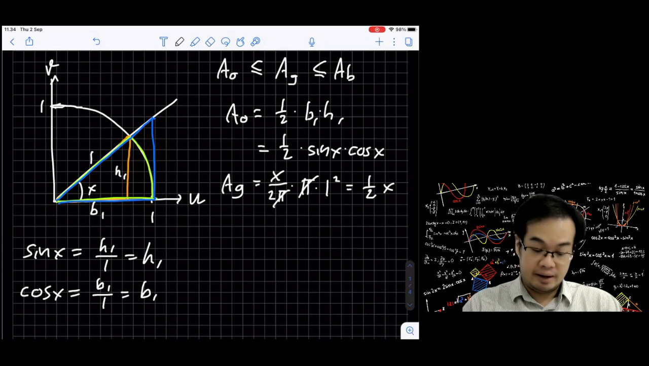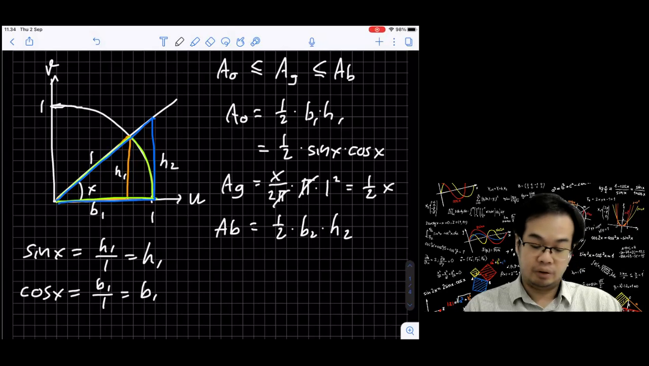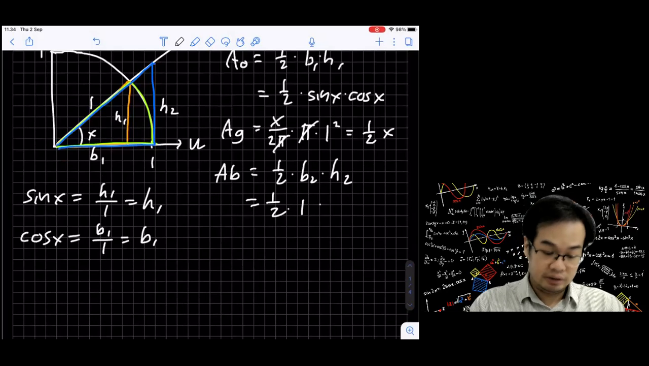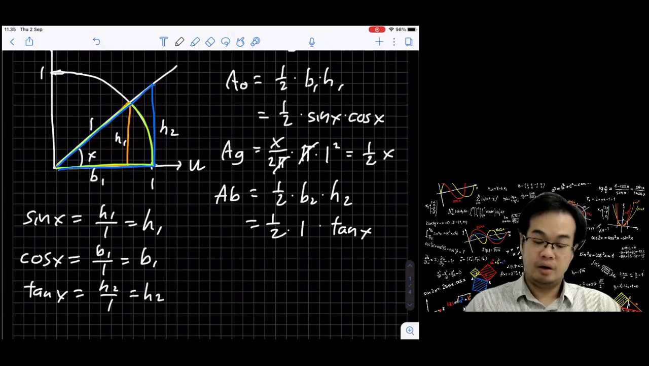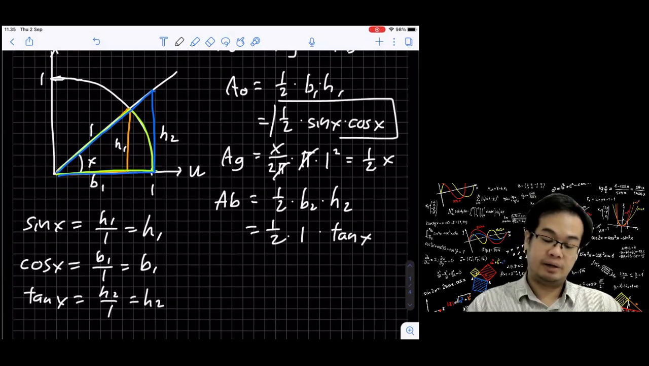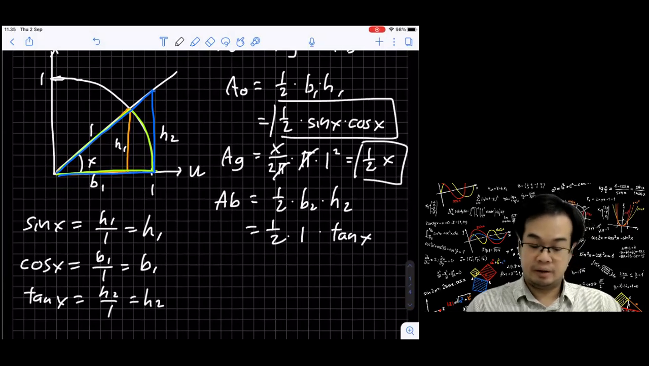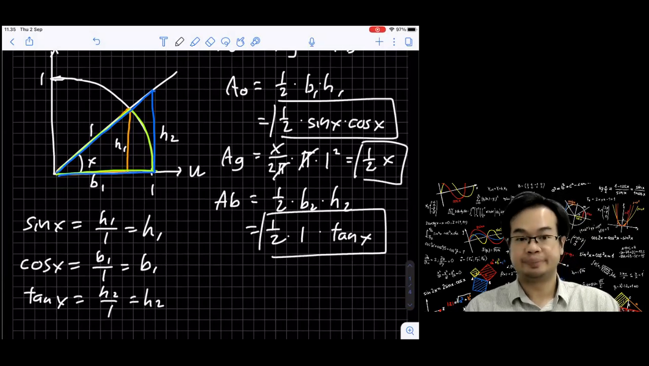Okay. And then the area of the blue one, now the area of the blue one is also half times base 2 times height 2. So let's say that this is height 2. We know that the base 2 is equal to 1. The height, now this time we're going to use tangent. Tangent x is equal to h2 over 1, so h2 equals tangent x. So we get the area of the orange one, we get the area of the green one, and we get the area of the blue one.